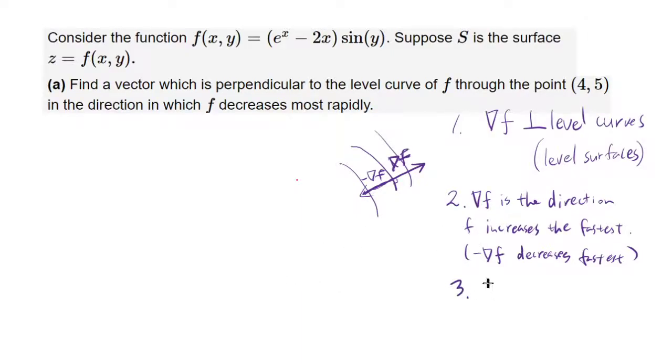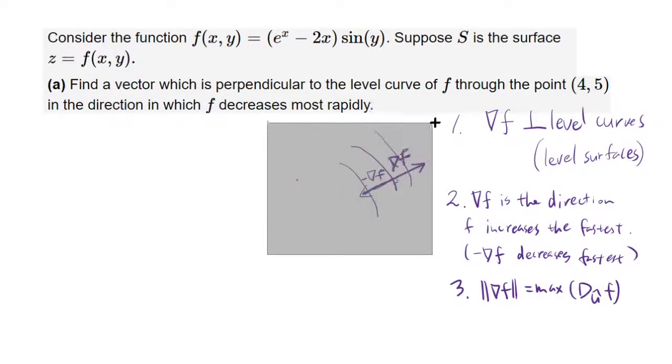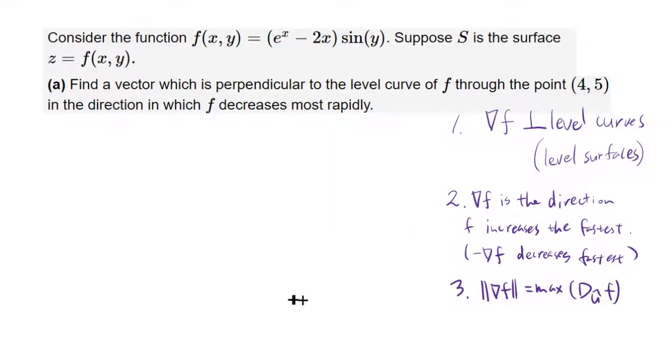And number 3, the norm of gradient of f is the maximal possible value of the directional derivative of f. Okay, these 3 are the important properties of the gradient that you have to know. And using this, we'll be able to solve part A.